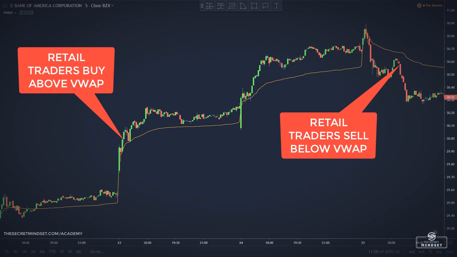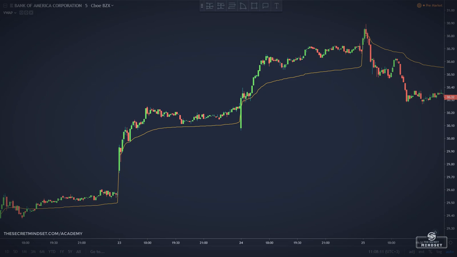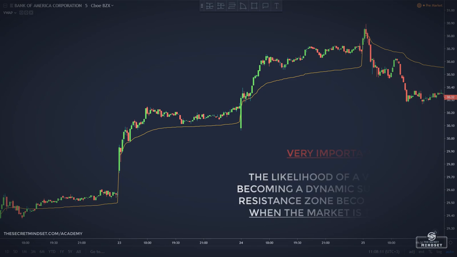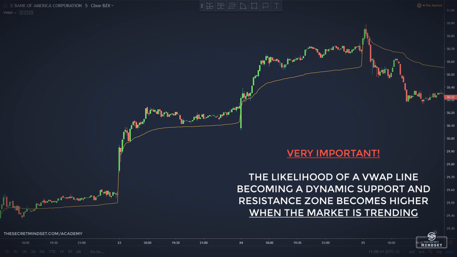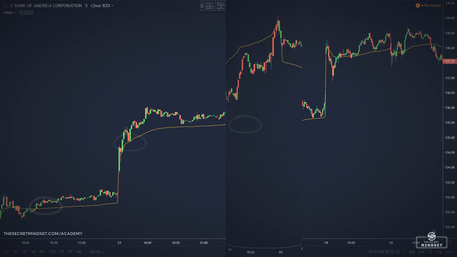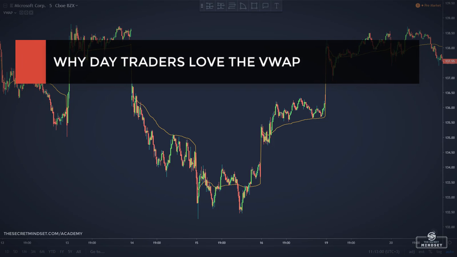This is why day traders love the VWAP indicator, because more often than not the price finds support and resistance around the VWAP. Knowing that other day traders and algorithms are buying and selling around the VWAP line, a VWAP strategy can help you to find dynamic support and resistance levels in the market. Also, the likelihood of a VWAP line becoming a dynamic support and resistance zone becomes higher when the market is trending. So for uptrends, for example, look for higher highs and higher lows and pay attention to the price action around the VWAP line.